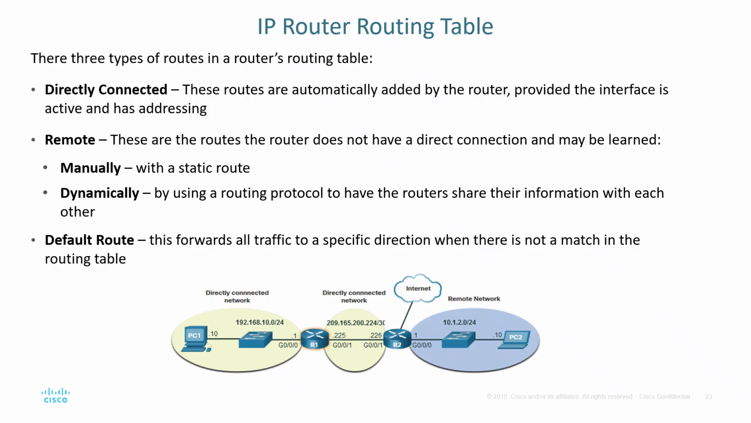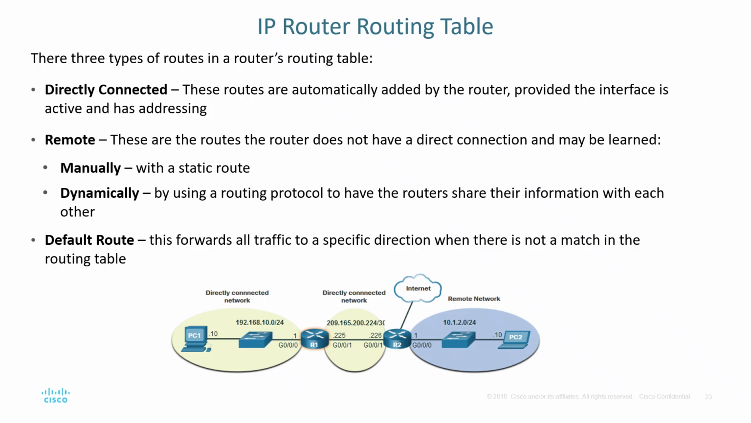So there are 3 types of routes in a router's table. There is directly connected, which is a physical connection to your router. These are automatically added by the router, provided the interface is active and has been addressed. So that is you, again, going into an interface on the device, giving it an IP address, a subnet mask, and doing the no shut command. That will turn on the device and automatically create this directly connected route in that router's table.